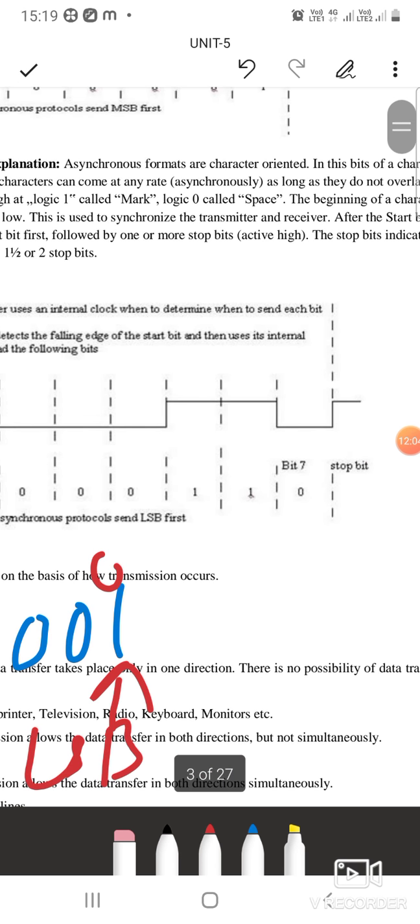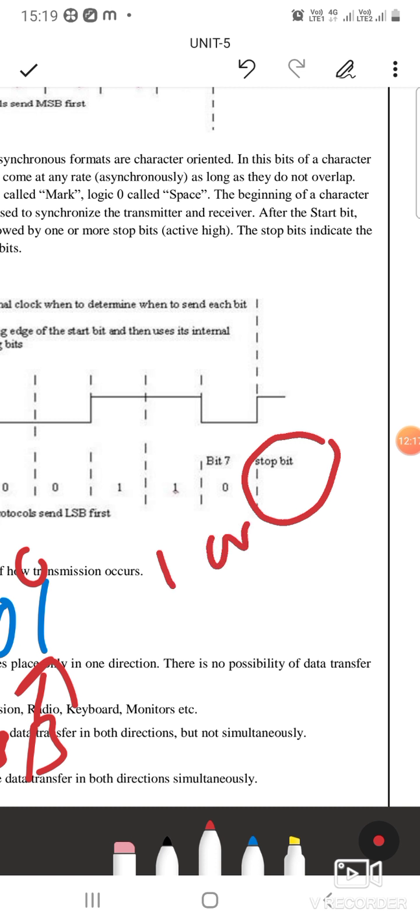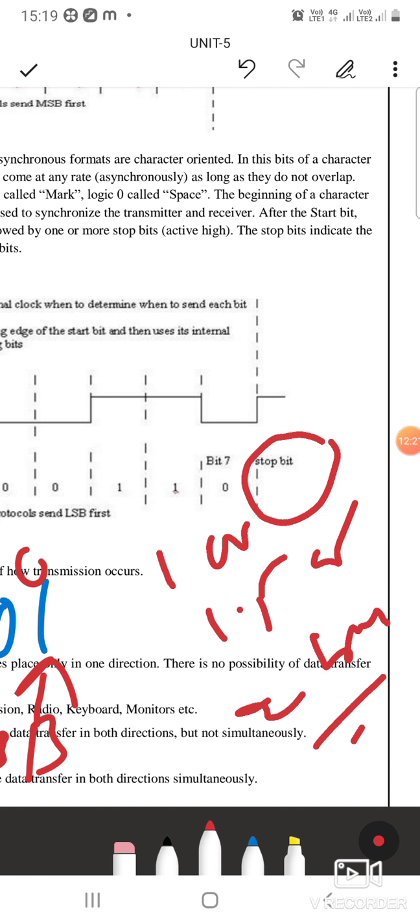Then at the end you provide the stop bits. The stop bits indicate the end of the data transfer. For ending the data transfer, you can use 1, 1.5 or 2 bits as the stop bit.